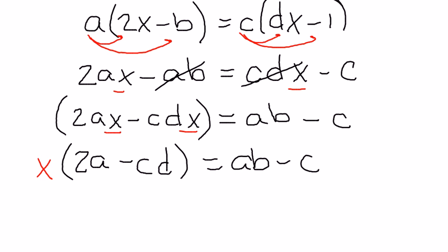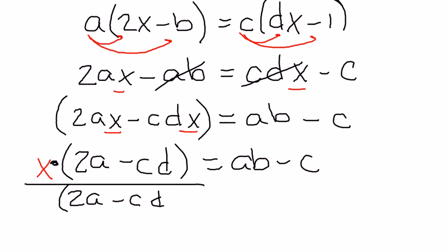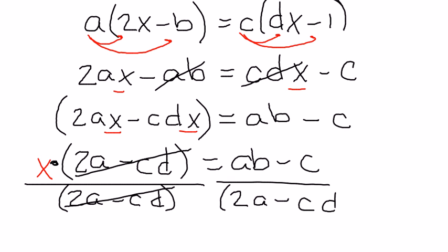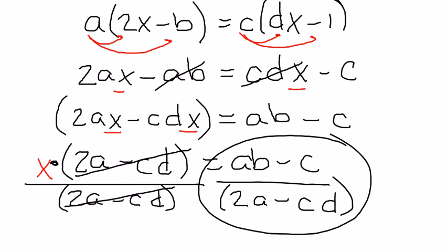Now we can divide both sides of the equation by the parenthesis factor, right? That's multiplication right there, x times the quantity. So we're going to divide both sides by the quantity 2a minus cd. Remember, we just treat a whole parenthesis just like a single value. It's just some number. We're going to divide both sides by that number, whatever 2a minus cd is, and there you go, x is alone. That would be your answer for x.